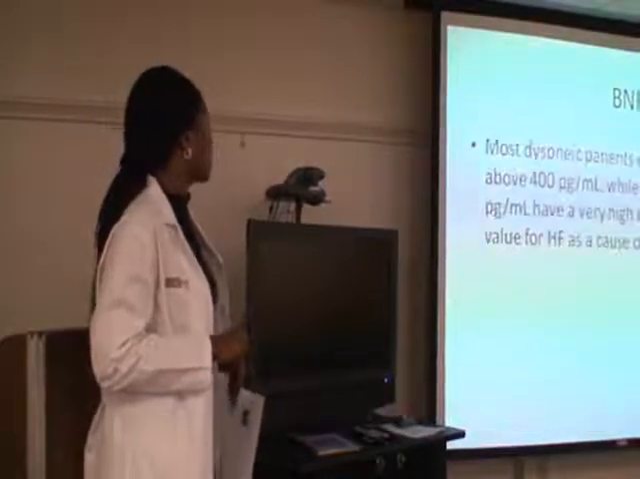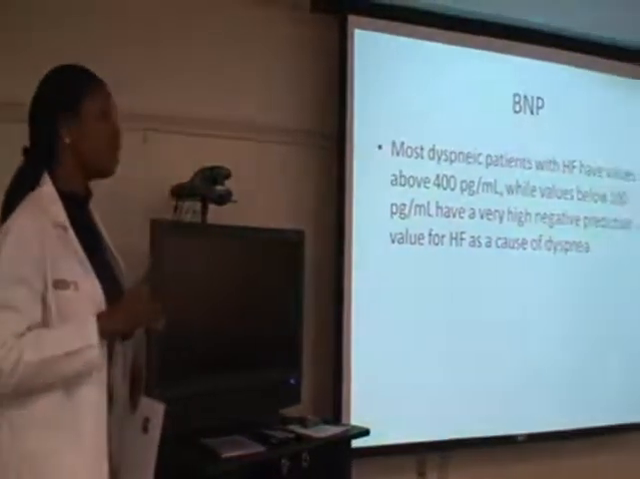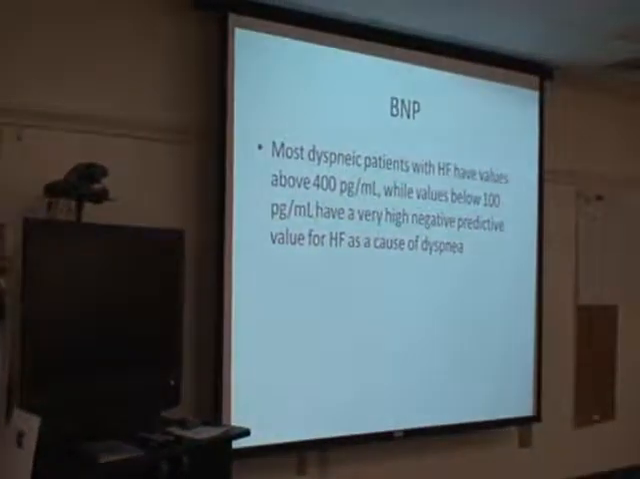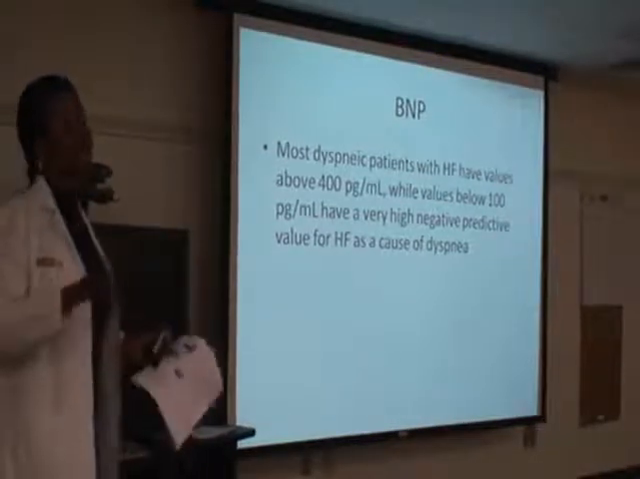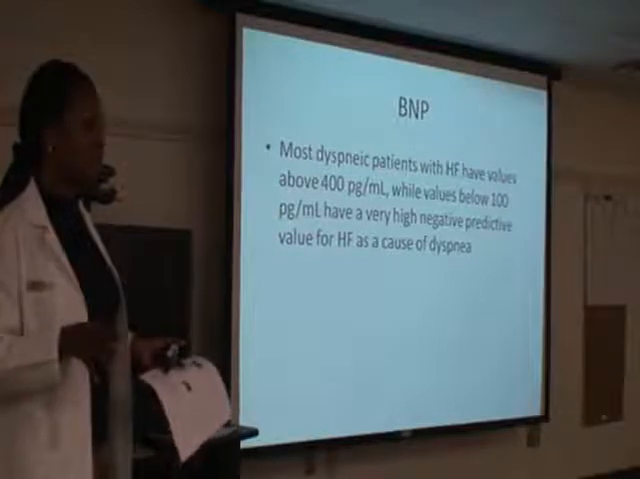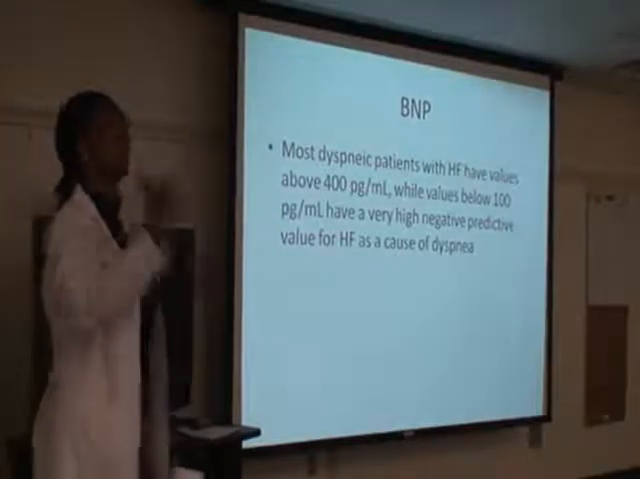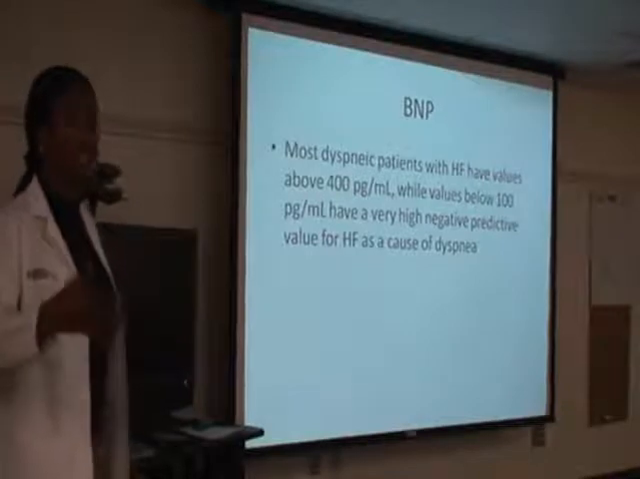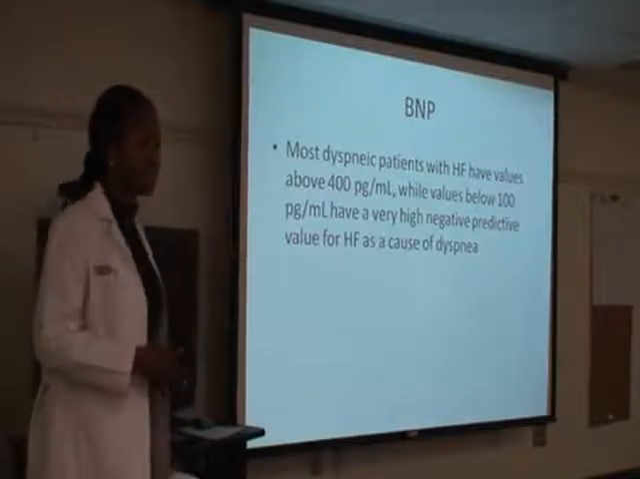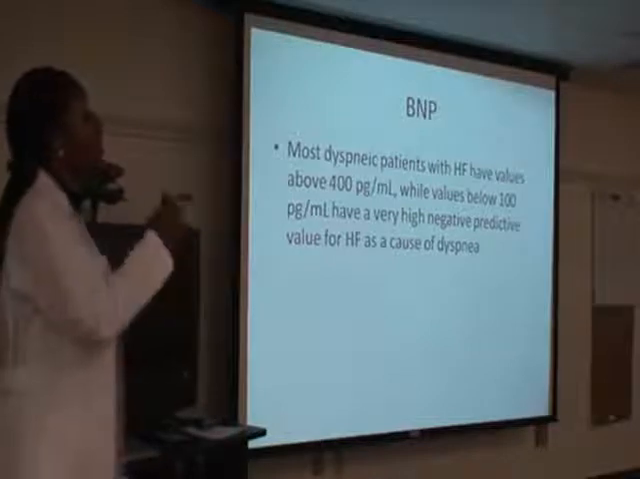Okay. Most patients that have heart failure, their BNP levels are usually higher than 400. If you have a value less than 100, it's very unlikely the patient has congestive heart failure. So I think it's useful in terms of helping you rule out congestive heart failure, just like a D-dimer would for PE. If you have a BNP less than 100, the likelihood of heart failure is less.